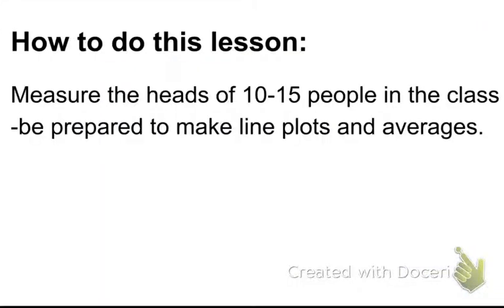Okay? So, how to do your lesson. Now, in your lesson today, one of the things you're going to be required to do is measure the heads of people in the classroom using a tape measure. Really, only measure about 10 or 15 people. As of the time I'm recording this, I've got 33 people in the class. This will take all day. Just do 10 or 15 people and be prepared to make line plots and find the averages for those 10 to 15 people.